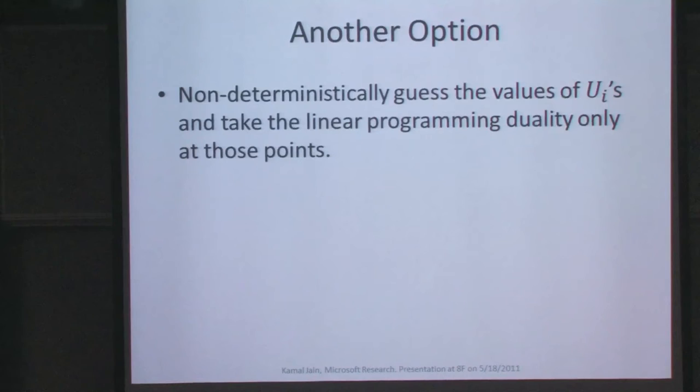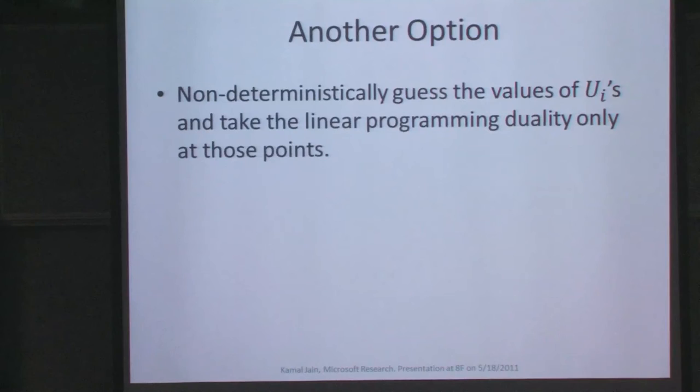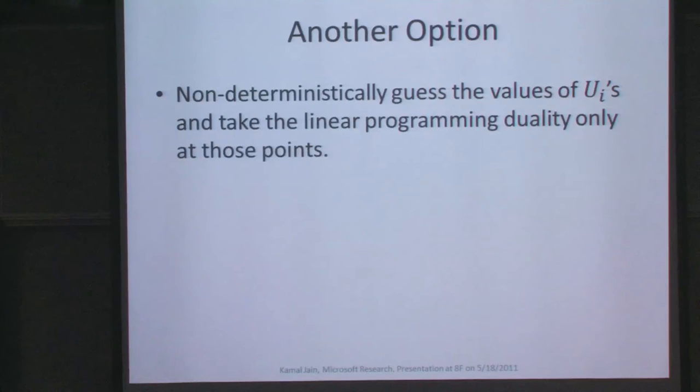So another option is the following. Let's say you guess the optimum solution a priori. Let's say you can non-deterministically guess, okay, these are my points on everybody's curve. Note that I don't have just a single curve. I have one curve for each advertiser. You guess that, okay, for this advertiser, I'm going to deliver this much value. For this advertiser, I'm going to deliver this much value. So you guess these functions. When you guess these numbers, you can write the hyperplane.